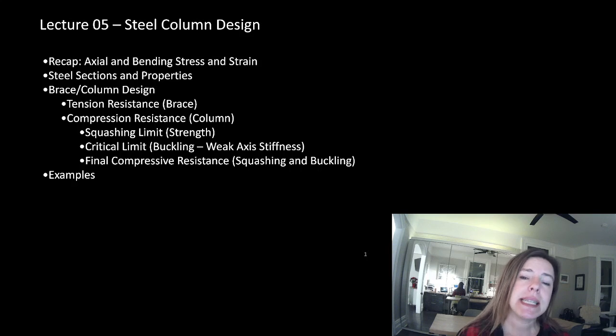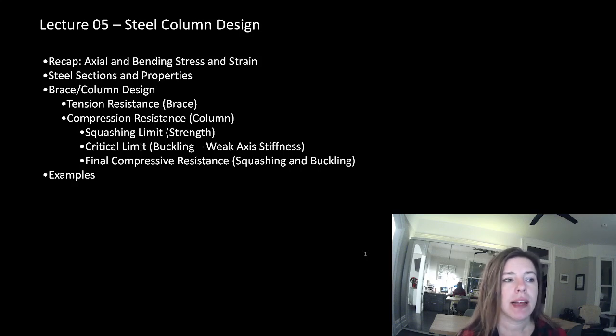So today we're going to talk about steel column design. We're going to go back and do a quick refresher on axial and, I guess, bending stress and strain, but axial is what we're focused on today. I'm going to give you a quick intro into steel members. I know we talked about some last term, but we just need a bit more information now.